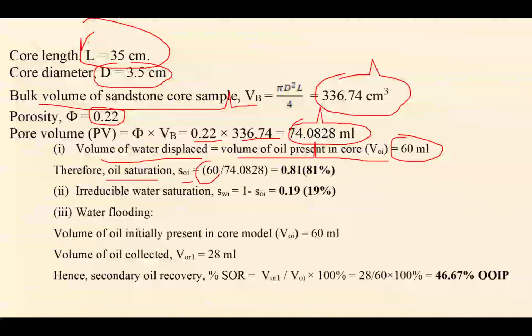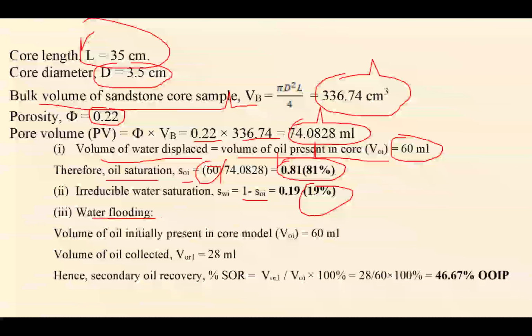is 60 divided by the pore volume. This is the pore volume, that is 74.0828. So you can see that the initial oil saturation is around 81%. And what is the irreducible water saturation? It is nothing but 1 minus So, that is equal to 19%.